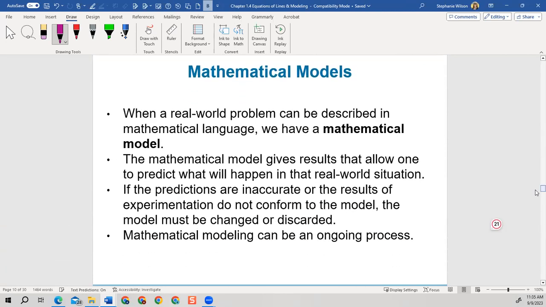Now let's talk about mathematical models. So I'm going to read just a little bit. When a real world problem can be described in mathematical language, we have a mathematical model. So it's an application problem, right? The mathematical model gives results that allow one to predict what will happen in the real world situation. So we use this like in statistics, data analysis. I mean, there's many reasons you would use application problems.